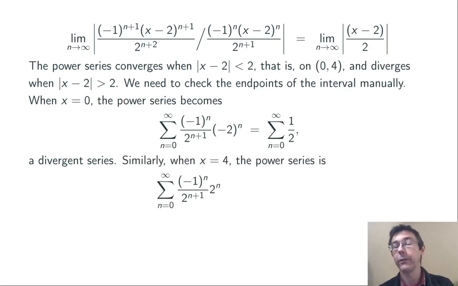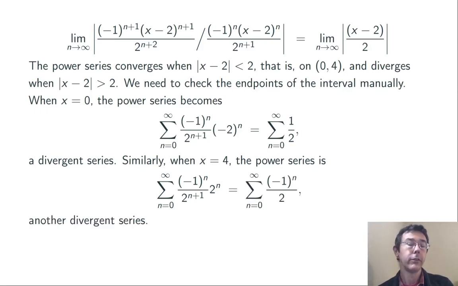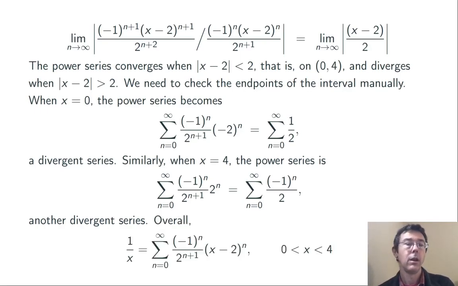Similarly, if you plug in x equals 4, you get the sum from n equals 0 to infinity of (-1) to the n over 2. So when n is even, this is a half, and when n is odd, it's -1/2. So this series is just going to alternate back and forth between 1/2 and 0, because you add a half, subtract a half, add a half, subtract a half. It does not converge. Overall, the power series that we found before, this Taylor series expansion, is going to converge for all x values between 0 and 4, not including the endpoints.